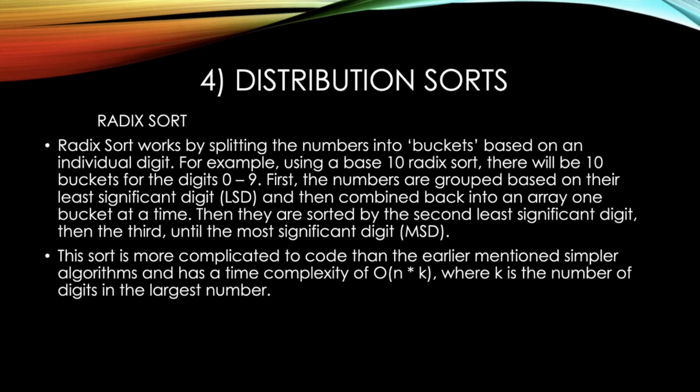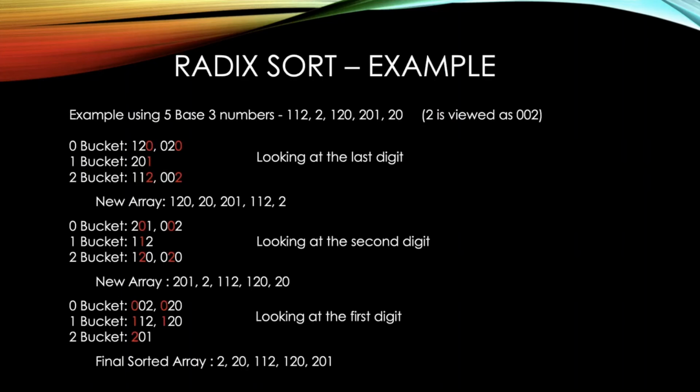The sort is again more complicated to code than the earlier mentioned simple algorithms, and has a time complexity of O(n times k), where k is the number of digits in the largest number. Here's an example. We have 5 base 3 numbers, and we look at 2 as 002. So the last digit will be the least significant. So first we put all the zeros together, so 120 and 20. Then we do everything that ends with a 1, 201, and everything that ends with a 2, 112 and 2.